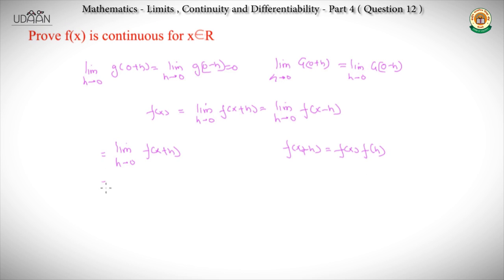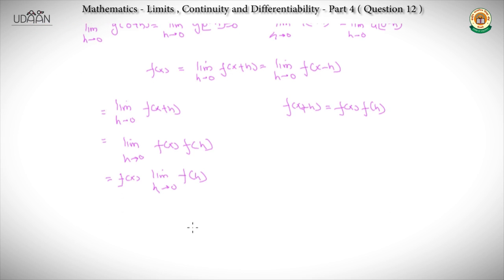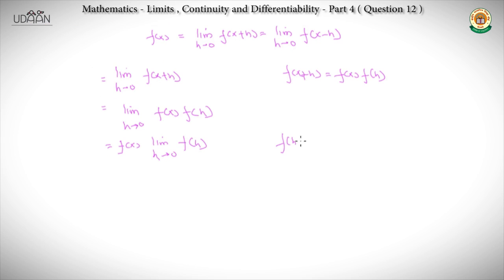It becomes the limit h tends to 0 of f of x into f of h. Since f of x is a constant with respect to h, it becomes f of x into the limit h tends to 0 of f of h. Now, f of h equals 1 plus g of h into capital G of h. This is given in the question. So now I am going to apply this in the above step: f of x times the limit of h tending to 0 of 1 plus small g of h, capital G of h.